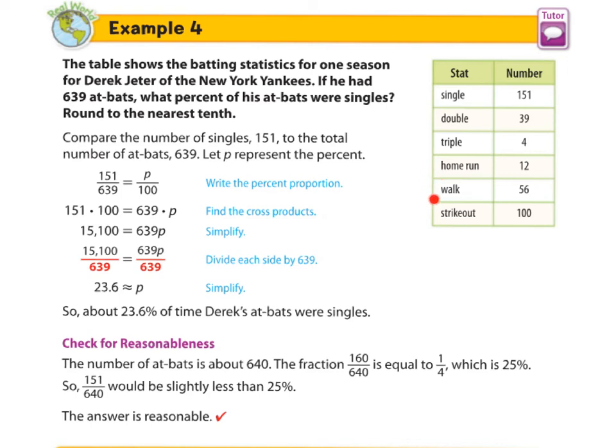He walked, means they threw 4 balls. He was able to just walk to first base. And he got struck out 100 times. If you add all of these at-bats, you'll get the total amount of 639.